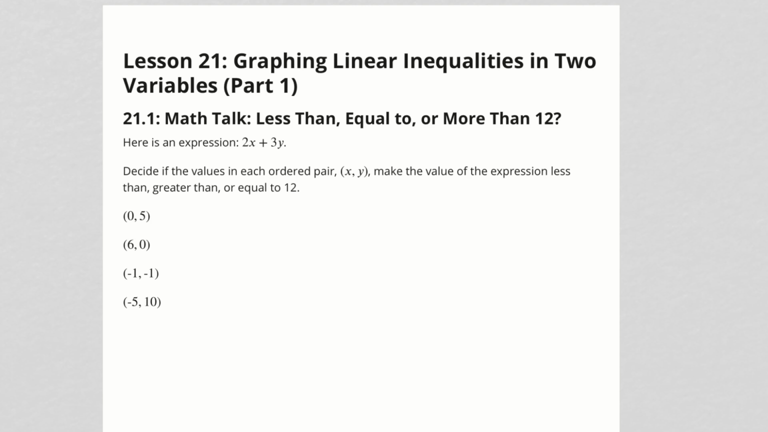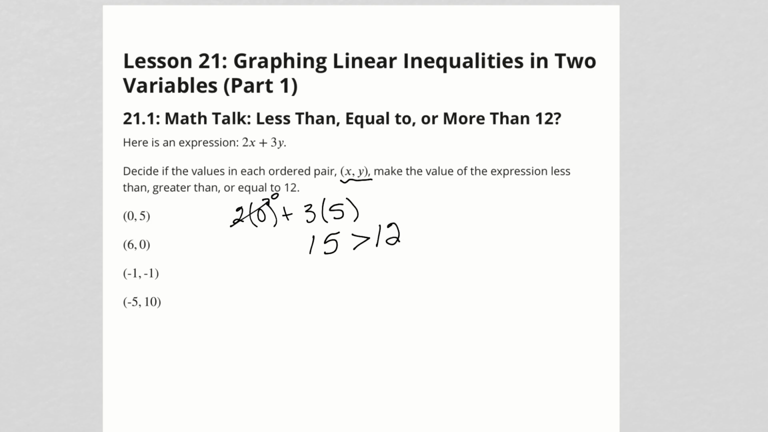So we're just going to plug these in. Just a reminder, when we have a coordinate pair, which it already tells you, it's x, y. So we're going to plug in 0 for x and 5 for y into our equation. So we're going to have 2 times 0 plus 3 times 5. That's going to be a 0, and this is going to be 15. So 0 plus 15 is 15. And I know that 15 is greater than 12.